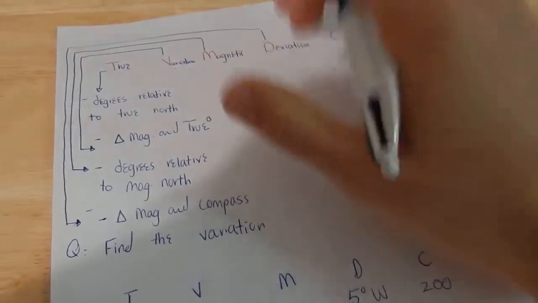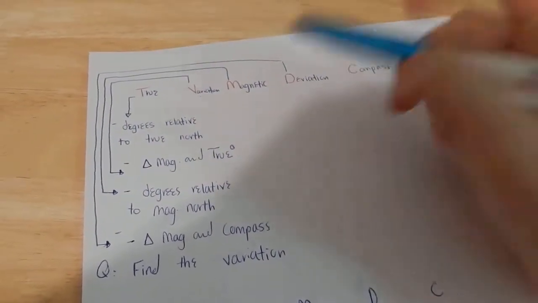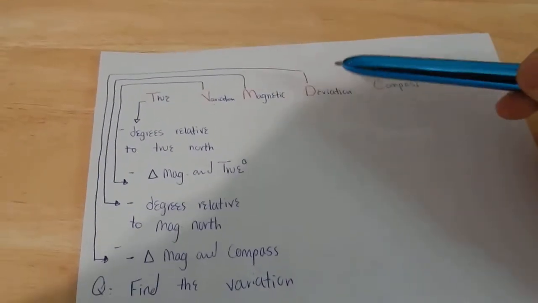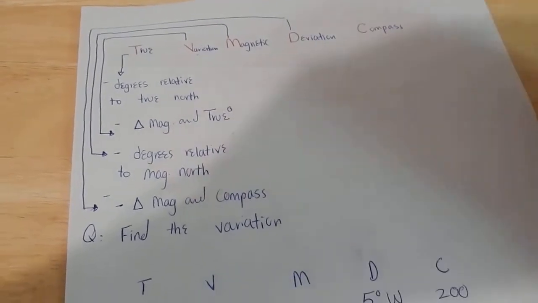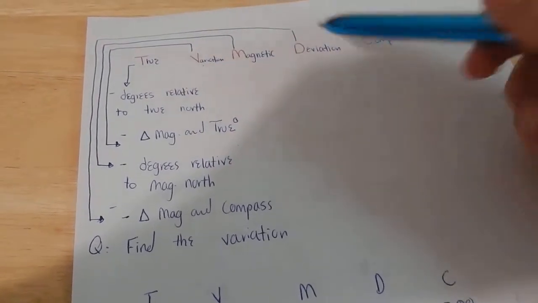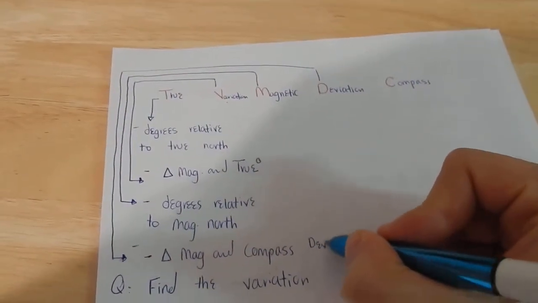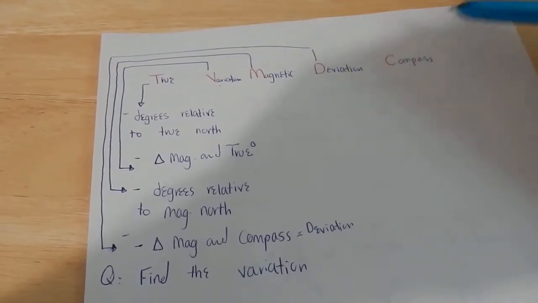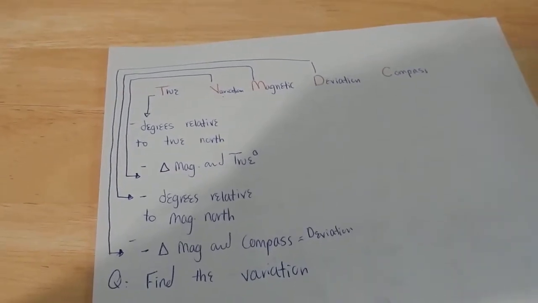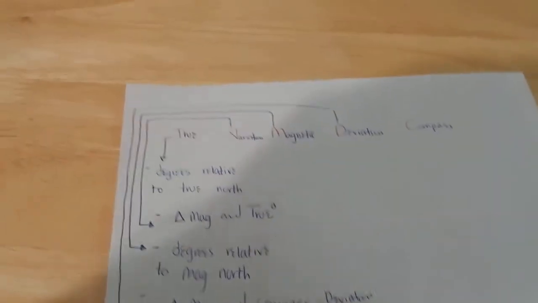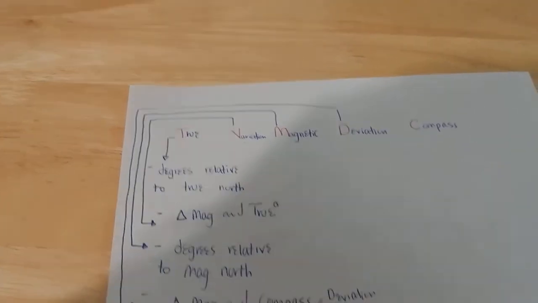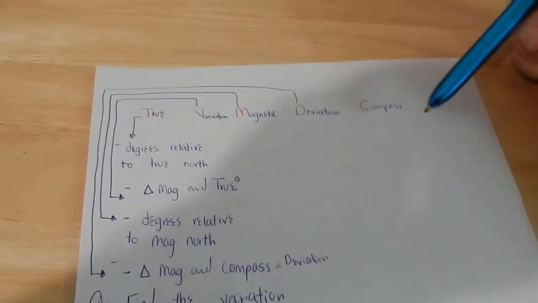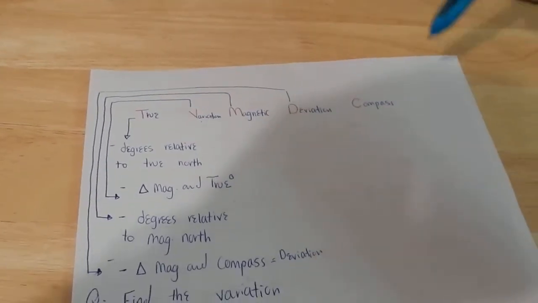So you have to take into account the deviation when calculating your true, magnetic or compass heading, depending on which one you want. So the difference between magnetic and compass would be your deviation. Let me just write deviation. That's your deviation caused by the metals. And your compass heading is your heading as indicated on your compass in the aircraft. So your true heading has to work its way all the way to compass heading, or if you're going towards true heading, you have to work your way from here to here.